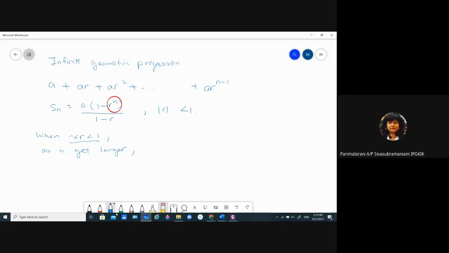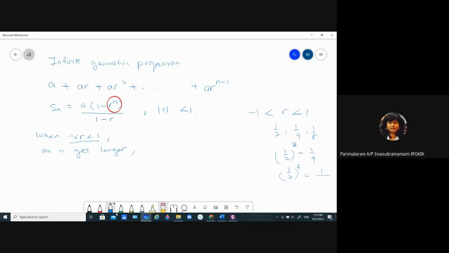If R is in between this, if R is less than 1 and greater than -1, what kind of number is R? R is less than 1, that means it's a rational fraction, right? Any number less than 1, like 1 over 2, 1 over 4, all these are less than 1, right? If it's more than 1, it's outside of this range already. So if I take 1 over 2 to the power of n, if n gets very big, what is 1 over 2 to the power of 2? 1 over 4. What is 1 over 2 to the power of 8?